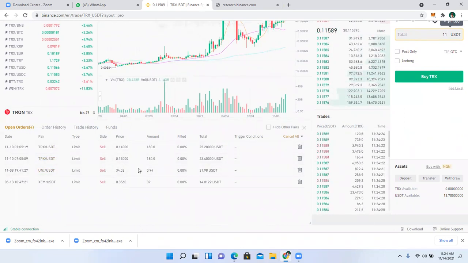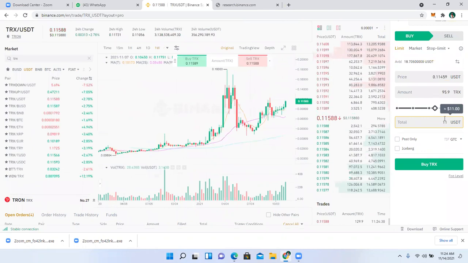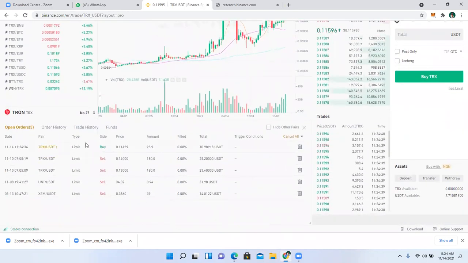There's no buy order here, right? It's only sell, sell, sell, sell, sell. But once I come here now, put 11 USDT and click on buy, limit buy order created. You can now see that my buy order is created here.